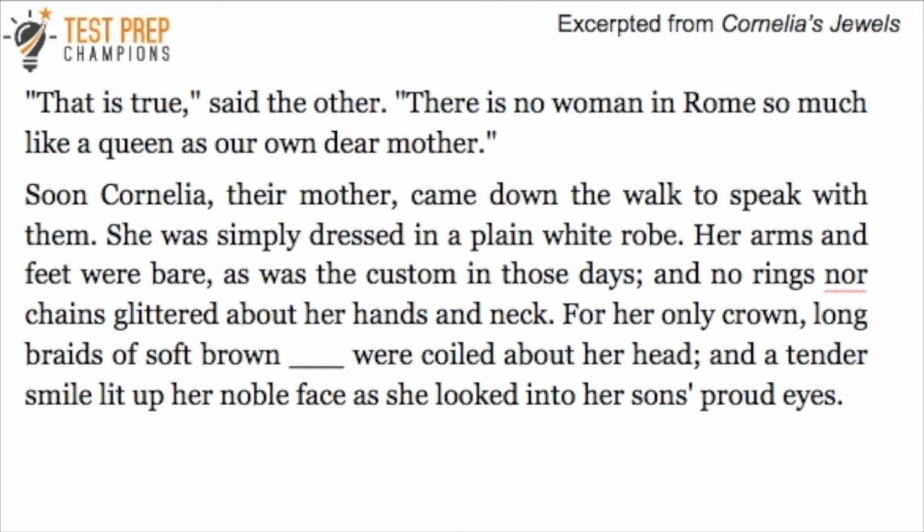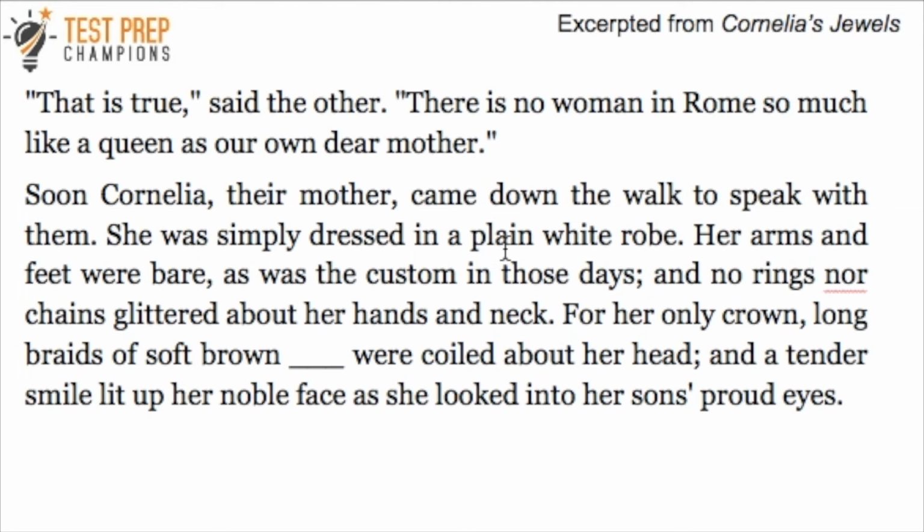"That is true," said the other. "There is no woman in Rome so much like a queen as our own dear mother." Soon Cornelia, their mother, came down the walk to speak with them. She was simply dressed in a plain white robe. Her arms and feet were bare, as was the custom in those days, and no rings nor chains glittered about her hands and neck. For her only crown, long braids of soft brown hair were coiled about her head, and a tender smile lit up her noble face as she looked into her son's proud eyes.